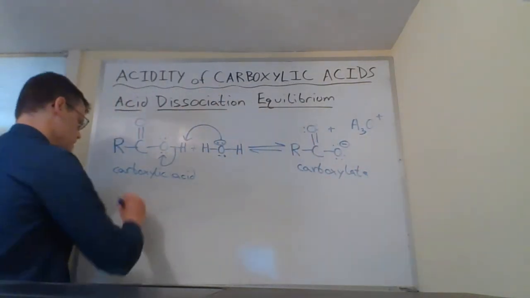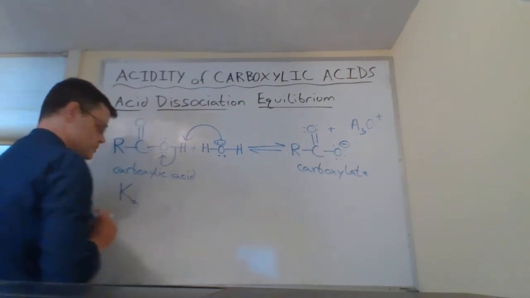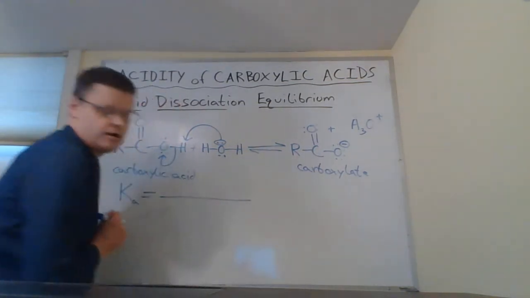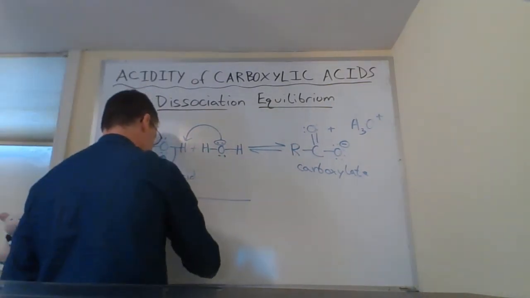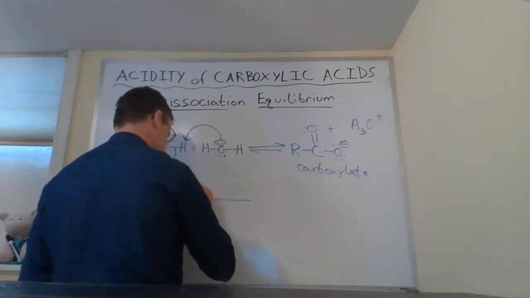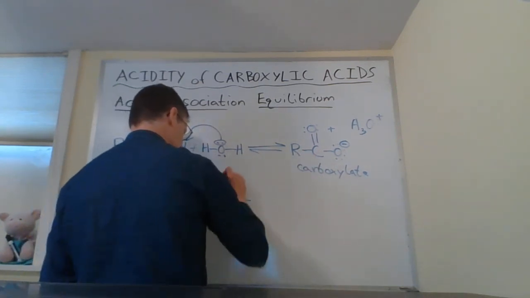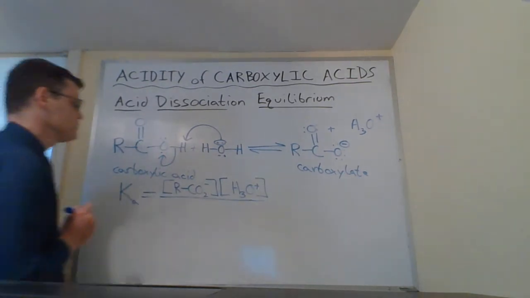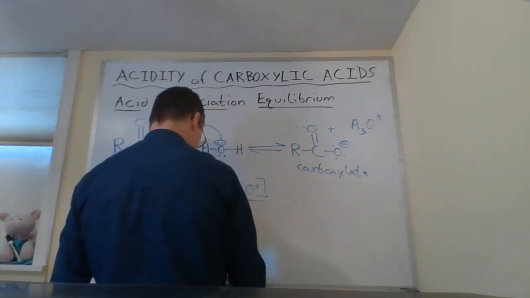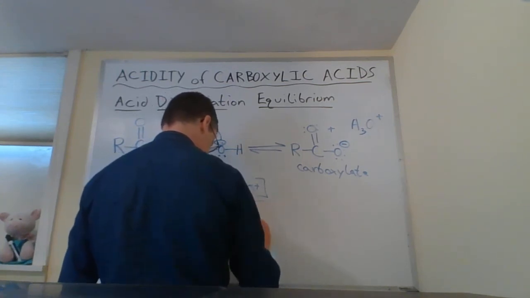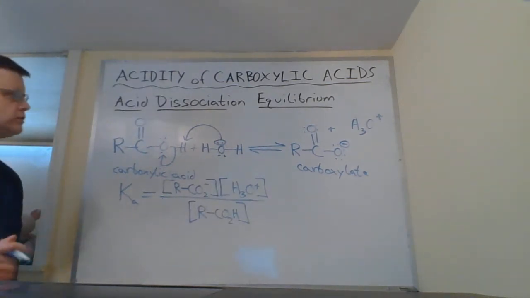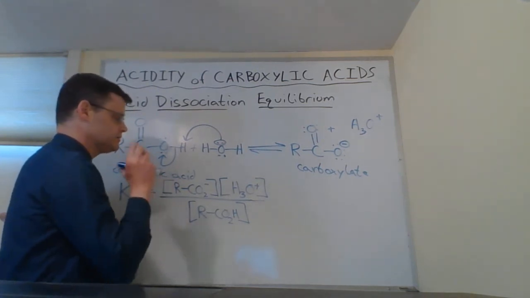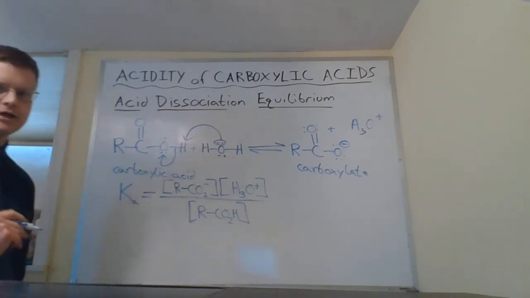The acid dissociation constant for this, Ka, is going to equal the concentration of our CO2- times the concentration of H3O+. Those are our two products, and that's going to be divided by the concentration of our CO2H. We usually don't include the concentration of water in an acid dissociation constant because it's a solvent in excess, so its concentration stays relatively constant.